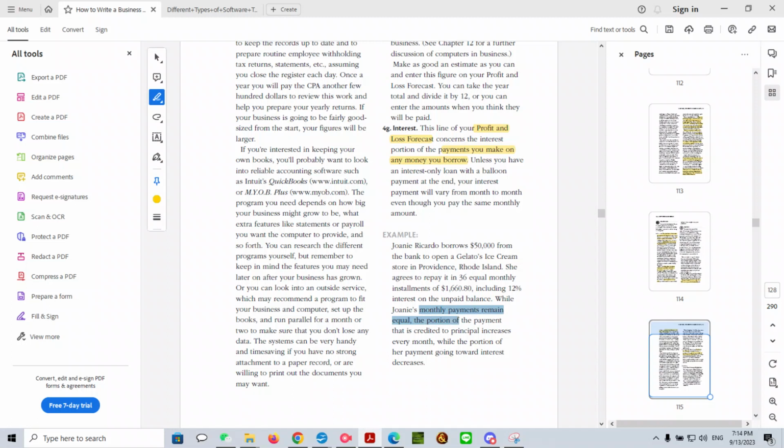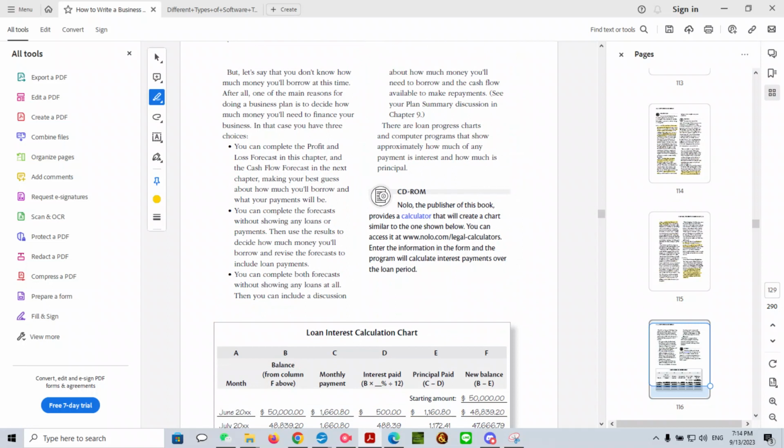See here, monthly payments are going to remain equal, as the portion of payment that is credited to the principal increases every month, while the portion of the payment that goes towards interest decreases. Because as you're paying it down, it decreases. And what they do most times is what's called front loading. Front loading is they put the interest first, then the principal last. That could be in terms of a balloon payment, where after you've paid off all your interest, the principal becomes immediately payable, as in immediately you have a responsibility to pay that.